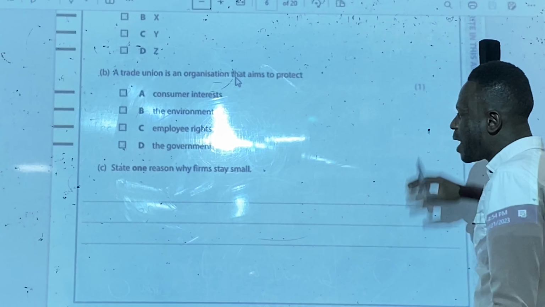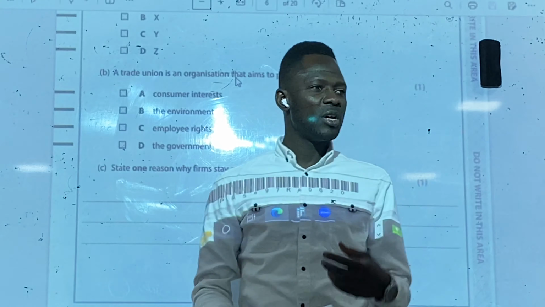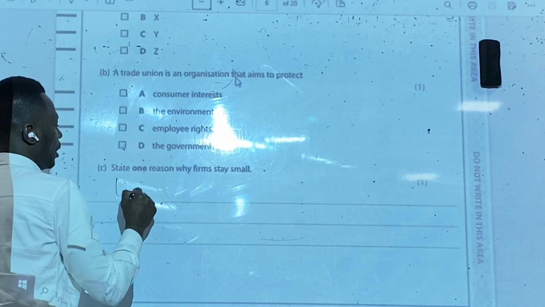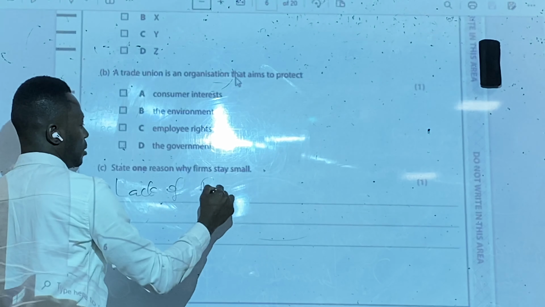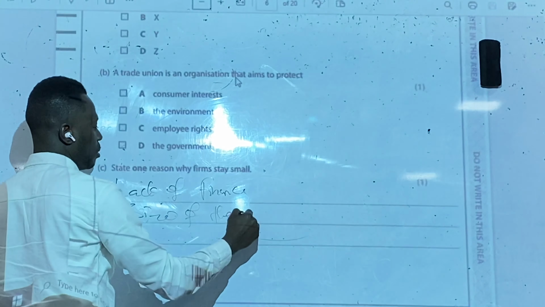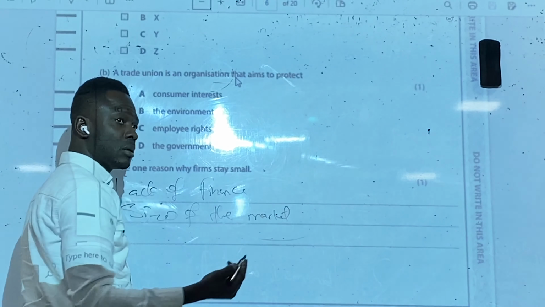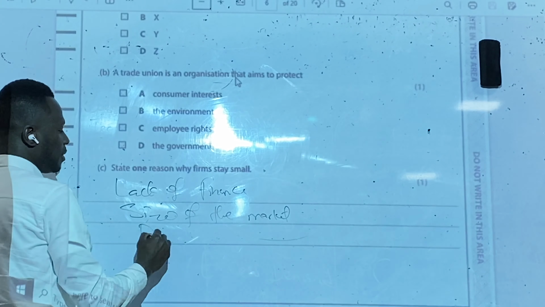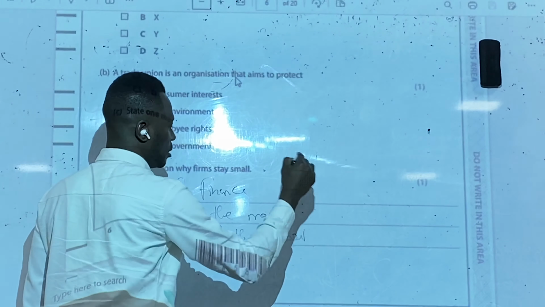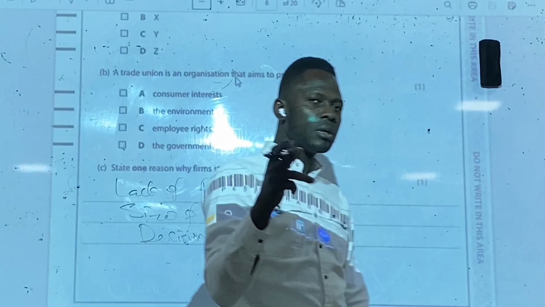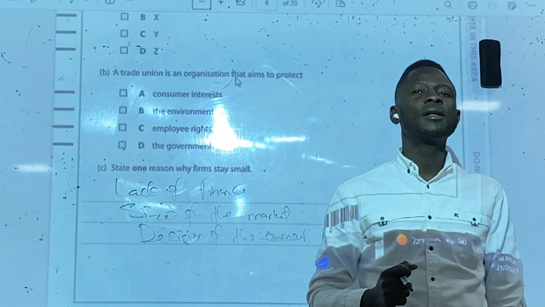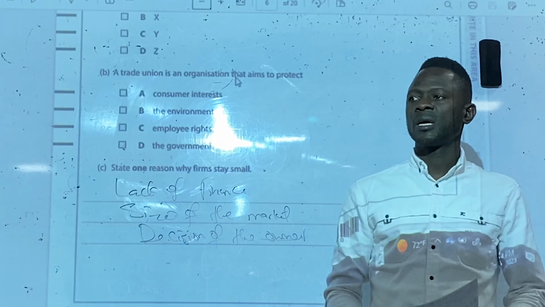It said, state why firms stay small. The firm can stay small because of lack of finance, size of the market. Okay, what else? Niche, decision of the owner. Niche market. Why niche? What makes a niche market? Because it's too small.